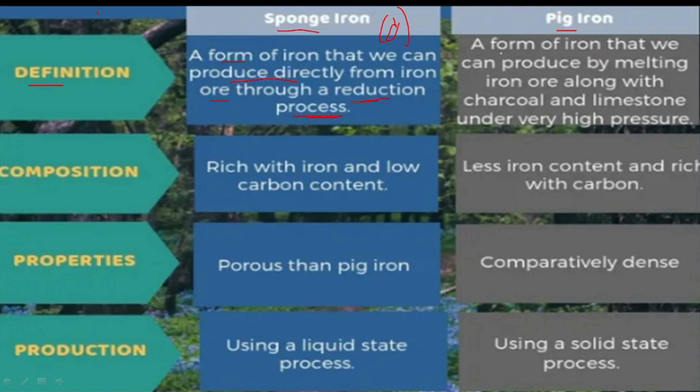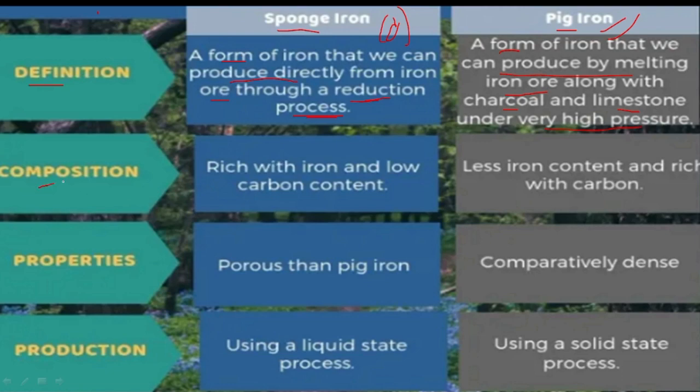And coming to pig iron, a form of iron that we can produce by melting the iron ore along with charcoal and limestone under very high pressure. If we produce the iron by melting the iron ore along with charcoal and limestone, then we will get this pig iron, right?